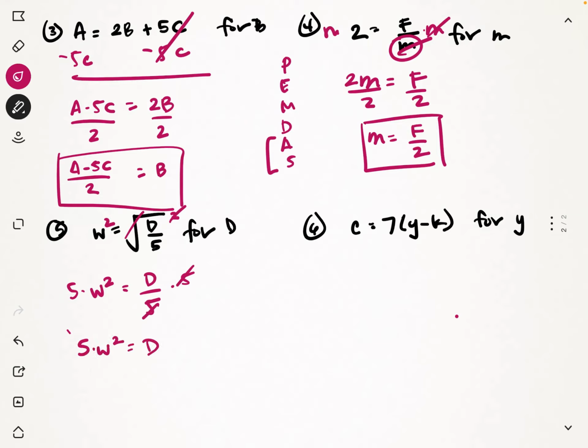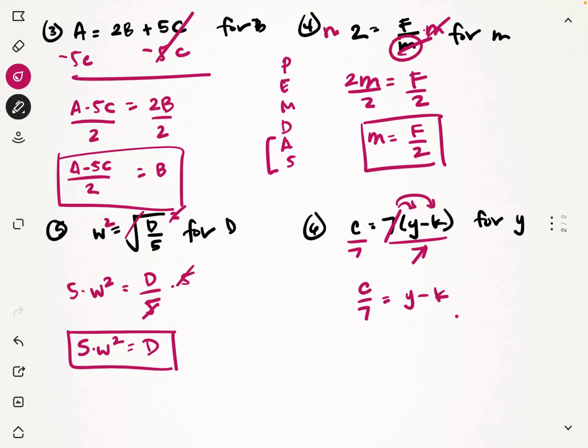Okay, and number 6, there's 2 ways to do this one. You could distribute, which is fine, but I find it easier if we just divide the 7. So we're going to get rid of the 7 first. C over 7 equals, and now because we don't have the 7 outside, we don't need our grouping symbols. Now we're solving this for y, so we're going to undo our minus k with an addition. So c over 7 plus k equals y.